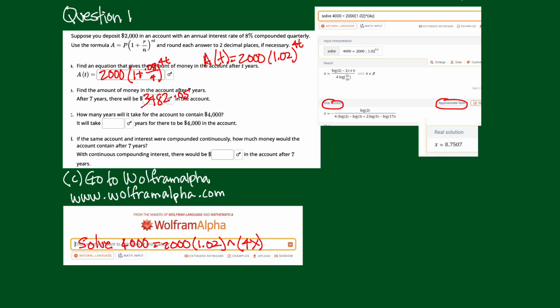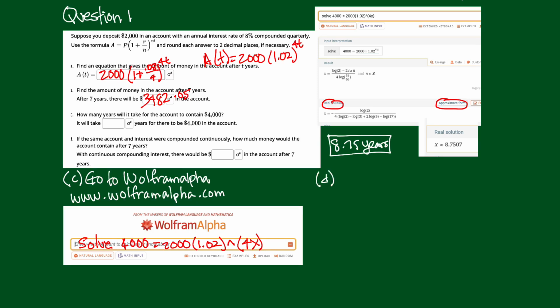And when I did it, here's what I got. I got this box right here that's telling me that x is about 8.7507. Well, x is the number of years since we invested the $2,000. So this says it's going to take about 8.75 years for that $2,000 investment to grow into $4,000.